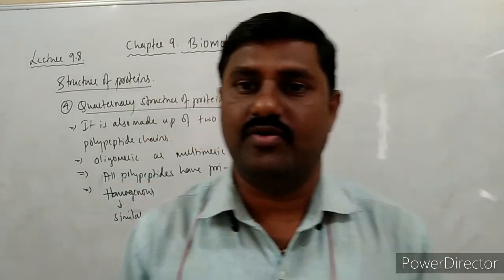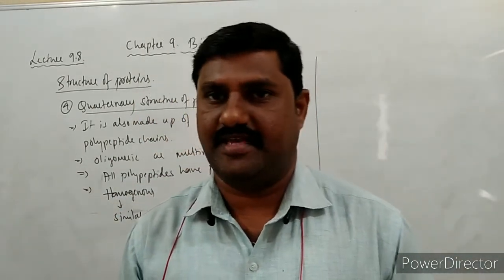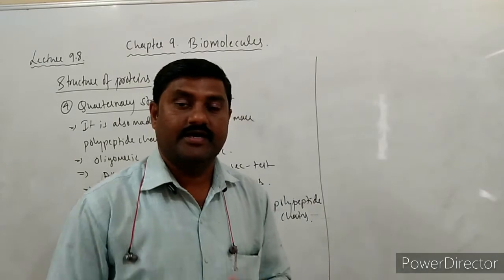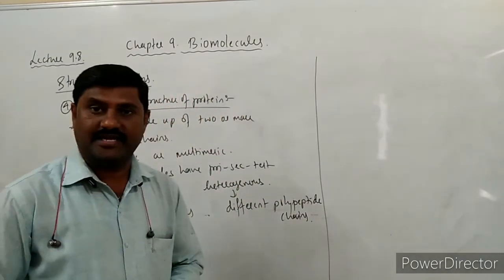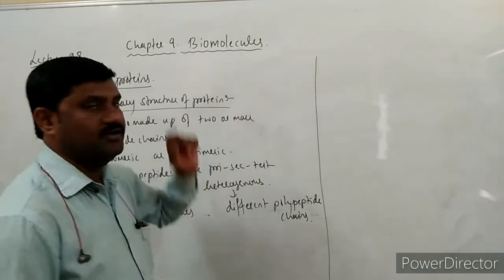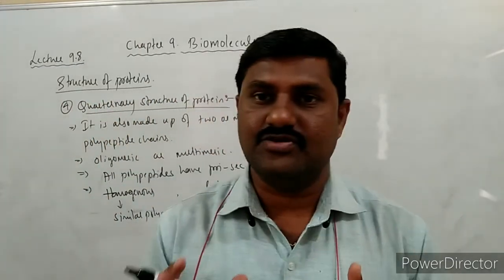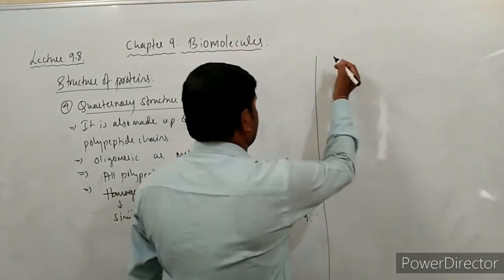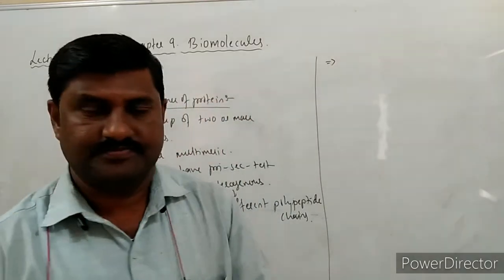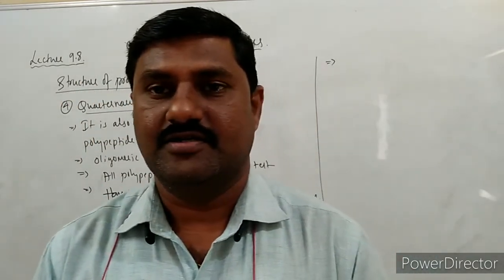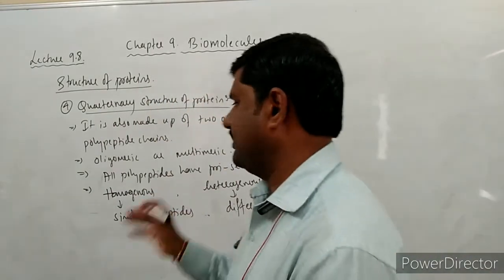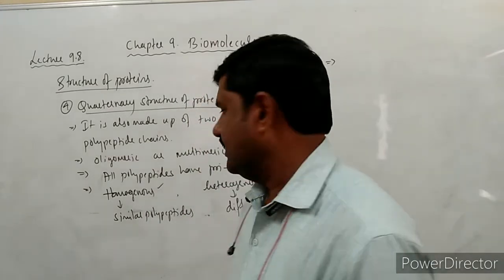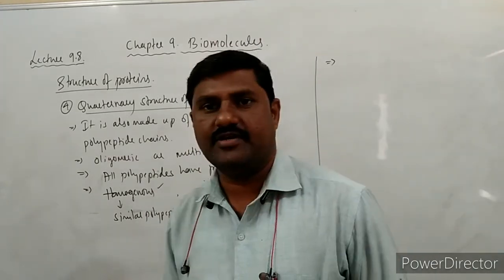These are also bound with the help of some bonds, like ionic bonds and hydrogen bonds. All these bonds are involved in binding the polypeptide chains to form the quaternary structure of protein, right? So this is a very important aspect to be remembered. The quaternary structure of a protein molecule is formed by binding many polypeptide chains. If they are similar, it is homogeneous. If they are different, it is heterogeneous.